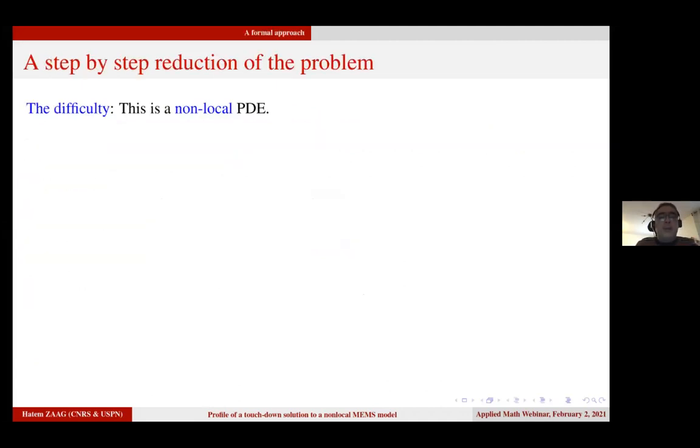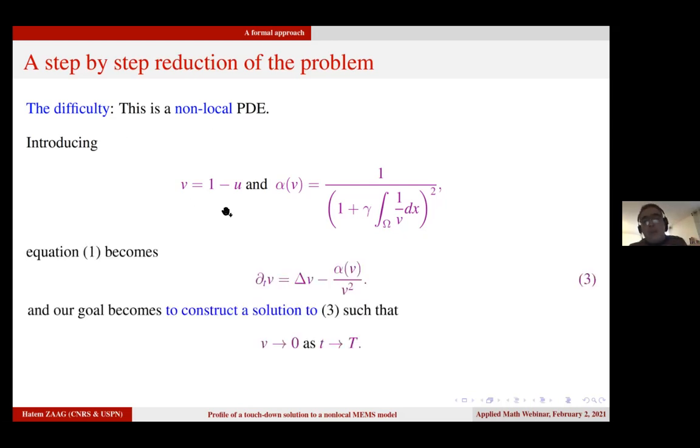Now I would like to give you a formal approach. The difficulty, as I already said, is because we have this non-local term. So let me introduce now V, which is 1 minus U, the distance between the rigid plate and the membrane. And then I will introduce alpha of V, which is this non-local term. Then immediately my equation becomes the following: dTV equals Laplacian V minus alpha over V squared. And alpha depends on the solution, thanks to this integral, in fact. So here, the goal becomes to construct a solution to this equation such that V goes to 0, where V is the distance between the rigid plate and the membrane.